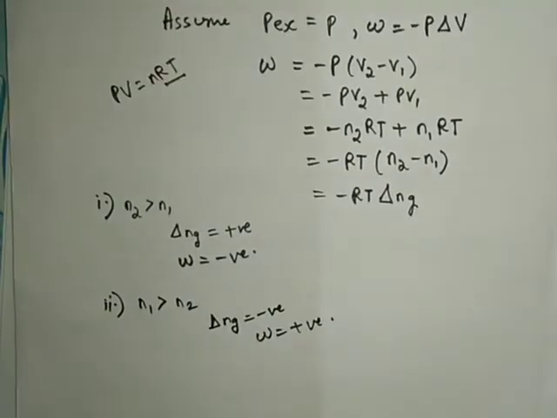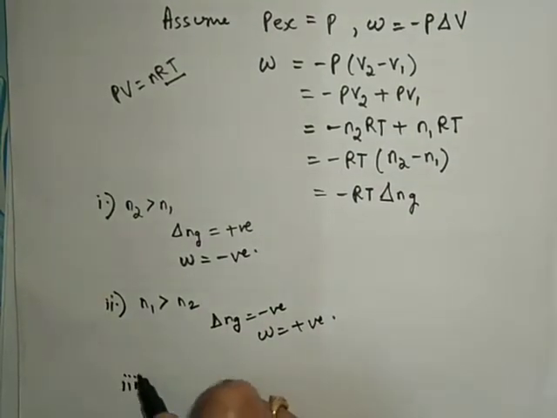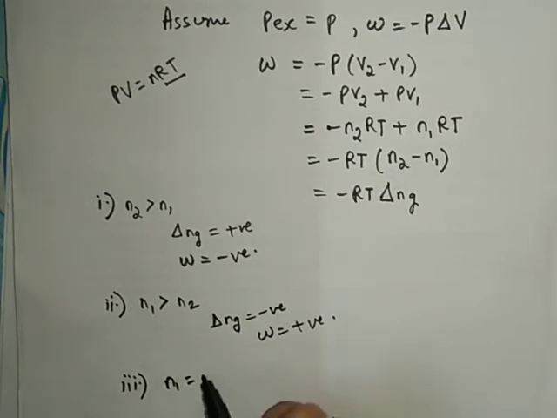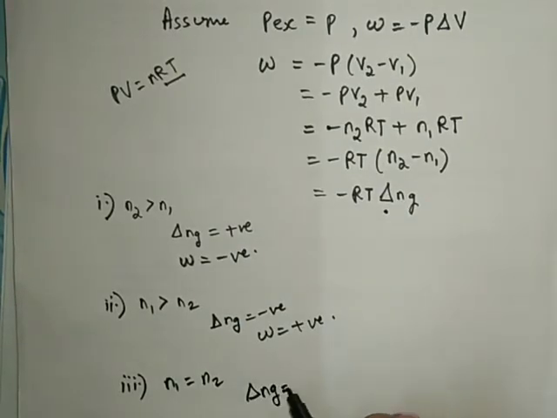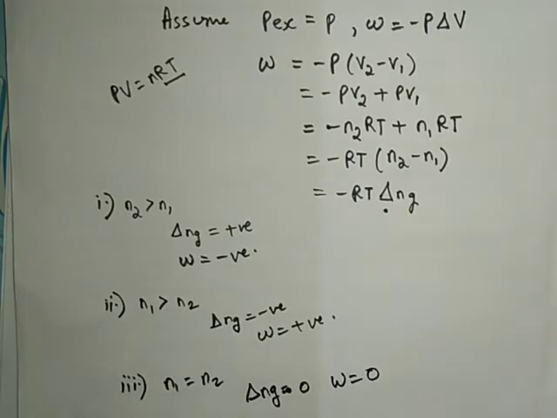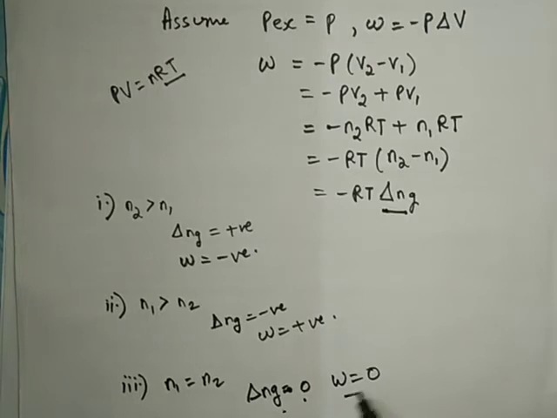And what can be the third case? The third case is when both of them are equal. If n1 is equal to n2, meaning there is no change in the number of moles, then delta ng will be 0. And hence the work done in this case will also be 0, because if this factor becomes 0, work done is 0. So remember, if the number of moles of reactants is equal to the number of moles of products, then delta ng is 0 and the work done in this case is 0.